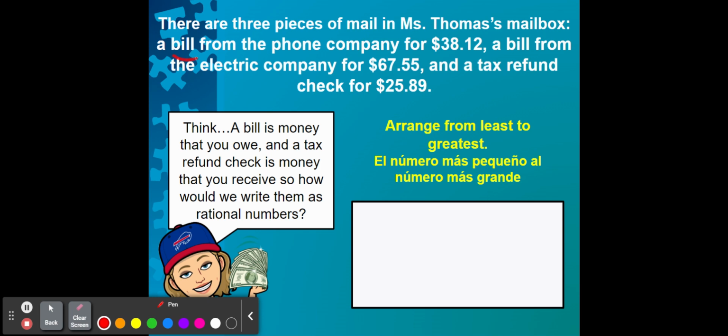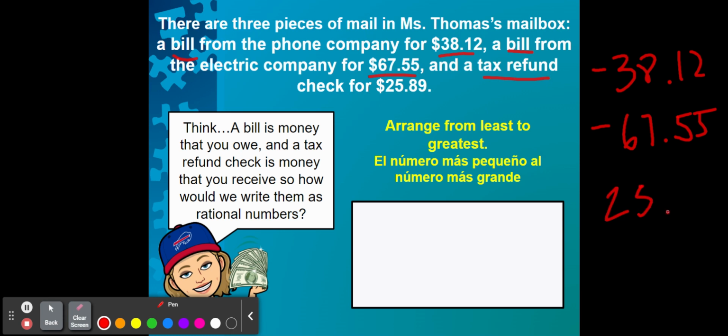So I've got a bill. Bills aren't very fun. I would say that's a negative. So negative 38.12 is our first number. Another bill for 67.55, so that's negative 67 and 55 hundredths. And then a tax refund. That doesn't happen very often, but a refund is money that you get back. So that's a positive. So that's 25.89.